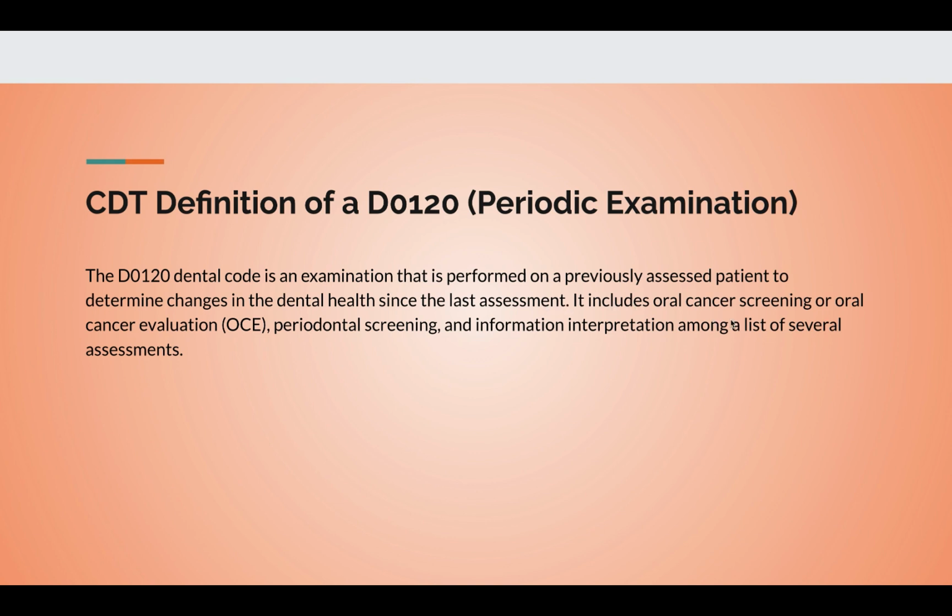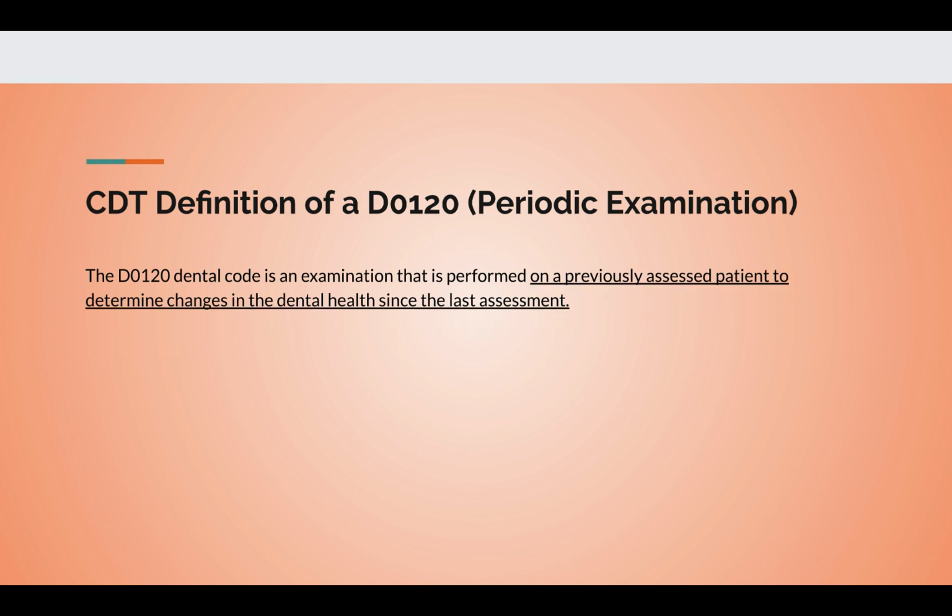It includes oral cancer screening or an oral cancer evaluation, a periodontal screening, and information interpretation amongst a list of several assessments. And we'll go over all this momentarily. Again, this is on a previously assessed patient. The reason I underline this here, young doctors sometimes fall into the routine of feeling like they need to do a thorough examination, go over every single millimeter of every tooth in the mouth. That's not it. That patient already had that evaluation done during their new patient exam, which is a more lengthy and more in-depth examination. This is an assessment of a previously assessed patient.